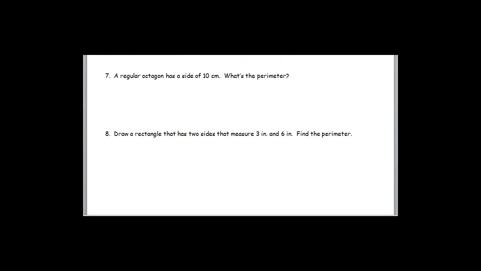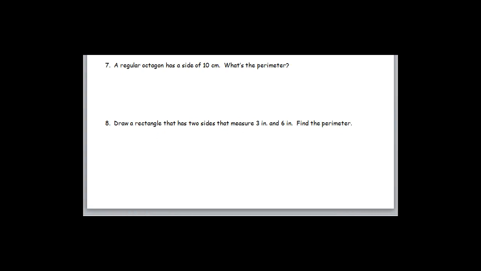Let's see, we have a regular octagon. Now, again, remember an octagon means we have 8 sides. And the fact that it says it's regular, we know all 8 sides are congruent to each other. Now, since all 8 sides have a length of 10 centimeters, the perimeter would just be 8 times 10, which will give us the 80 centimeters.